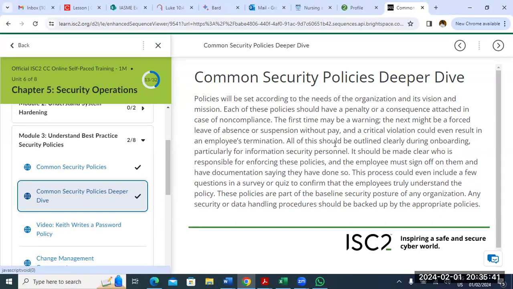When you get to a place, take your time to go through their policies. You can never go wrong by following the policy, because that gives a guide to whatever we are doing in an environment. So it should be made clear who is responsible for enforcing this policy, and the employee must sign off on them and have documentation saying they have done so. When you get to an environment, there are some where, when you read it, you also sign up digitally, you just put your name and the rest. And there are some where physically you need to sign with HR that you have read it.